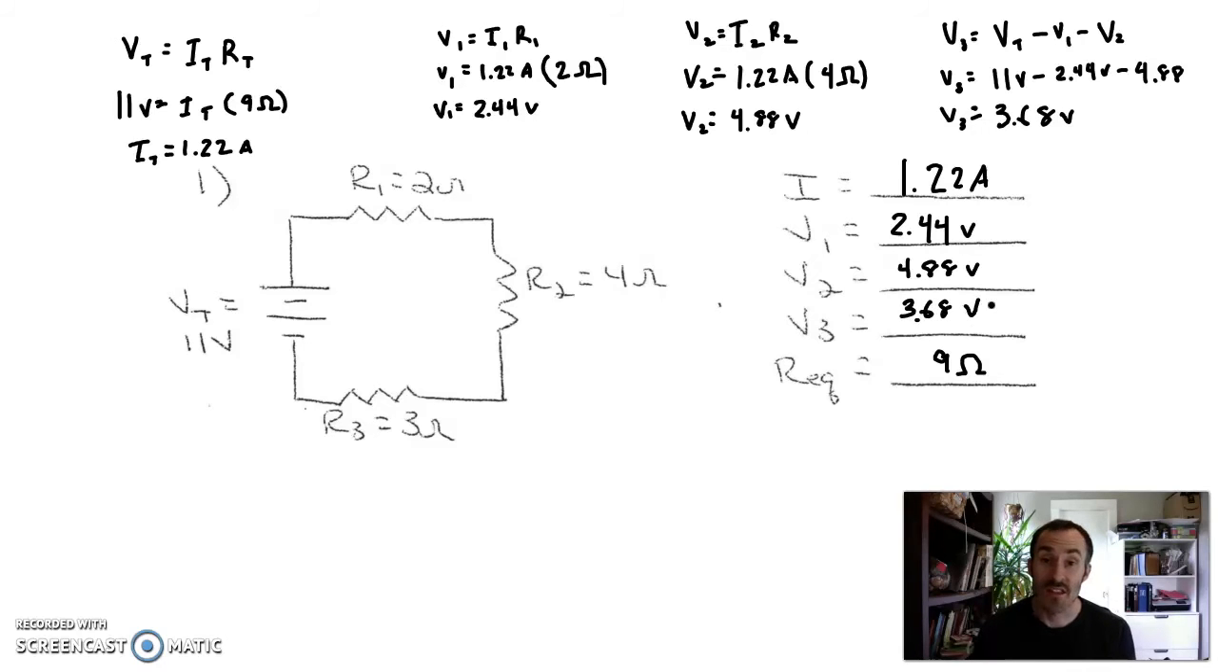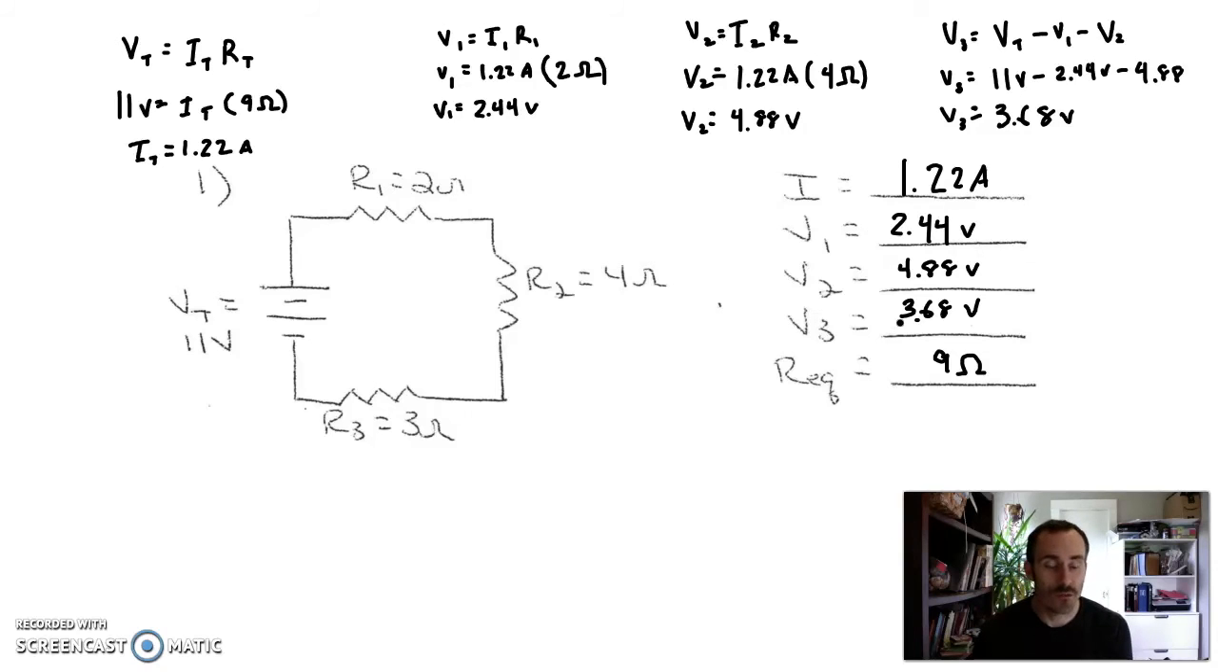Feel free to check the other method as well to make sure that you get the same answer. But we should also see that the biggest resistor drops the most voltage. It uses up more electric potential energy than the smaller resistors. And so we should see that R2, the voltage dropped across there, is the biggest, 4.88. The other two are smaller. And we should see that the smallest resistor, R1, has the smallest voltage drop, and it does.